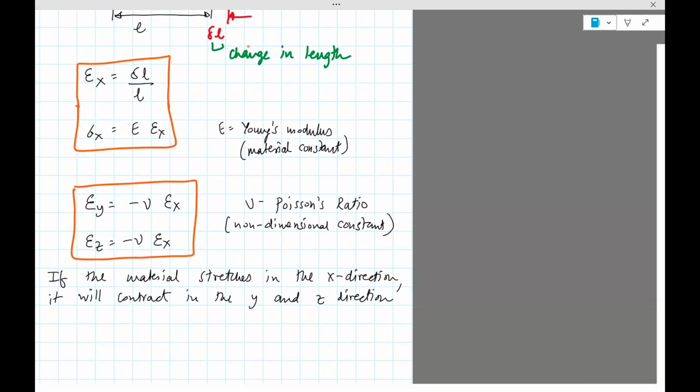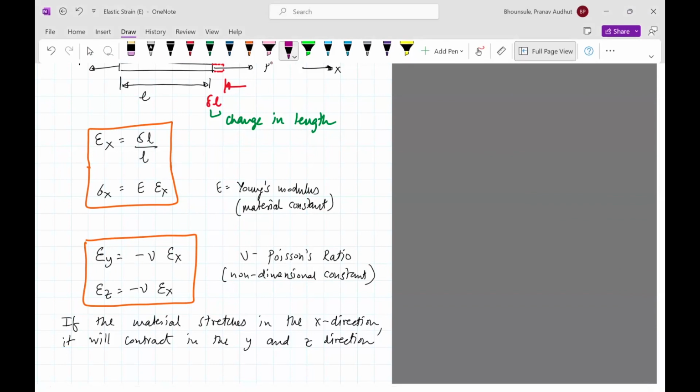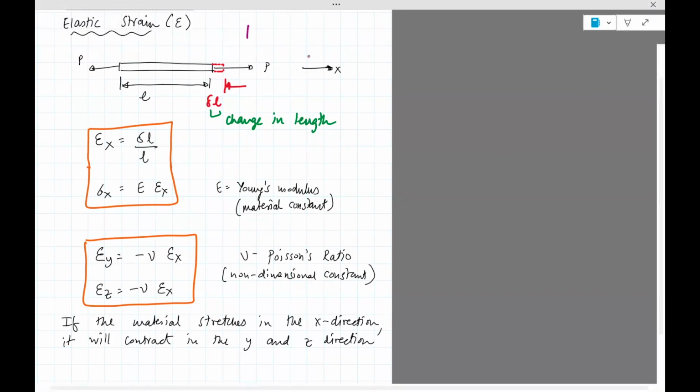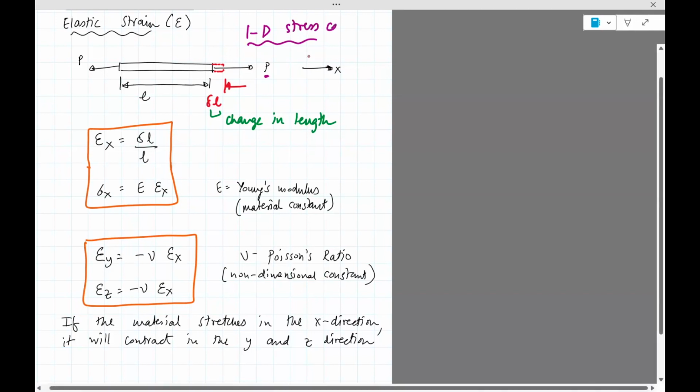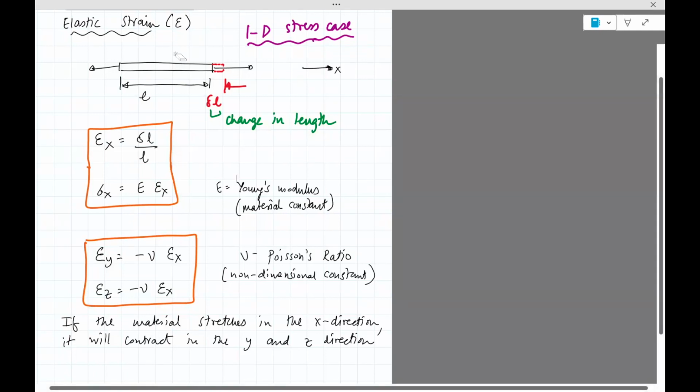Okay, so remember, this is just for the one-dimensional case. What I mean by the 1D case is 1D stress. You're only applying a stress in the x direction. Actually, let me call this, instead of P, sigma x, just to make it connected with everything here. So let's call that sigma x. You just have to divide it by the cross-section area.